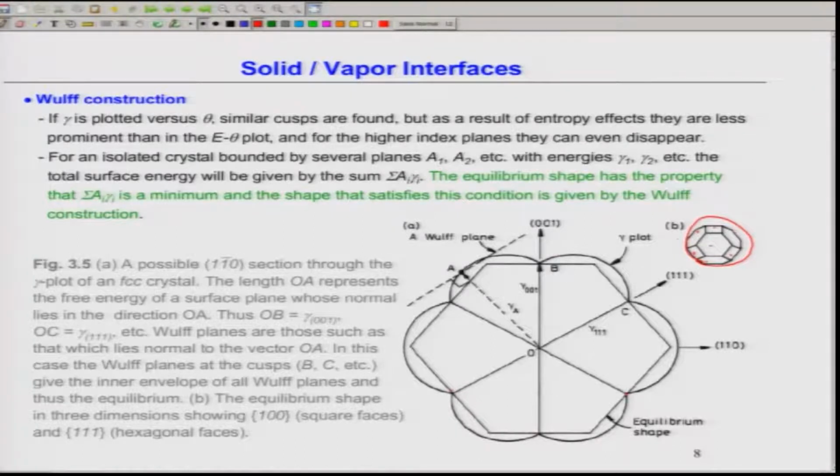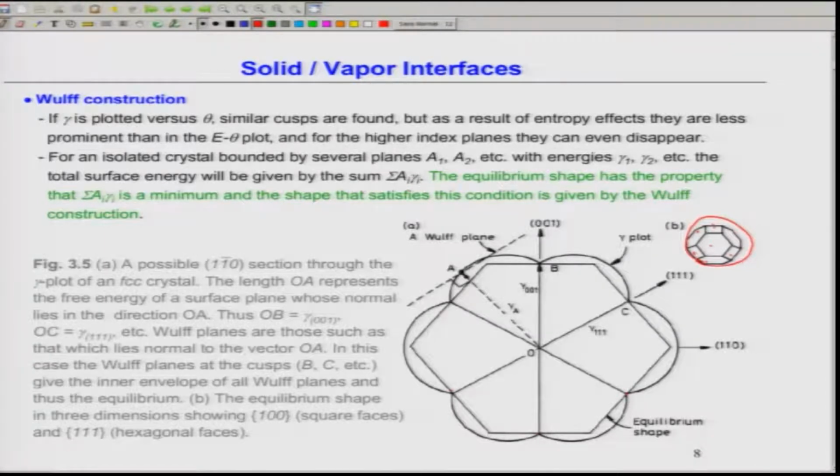For the highest index planes, suppose you have an isolated crystal which is bounded by many planes, that is what is shown in this picture, and these planes have different surface areas A1, A2, A3 and different surface energies, that is gamma 1, gamma 2, gamma 3. So, total energy is equal to the summation of A1 gamma 1, A2 gamma 2, A3 gamma 3, that means it is the summation of Ai gamma i.